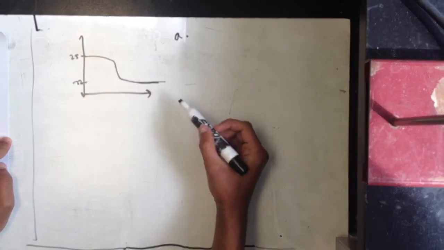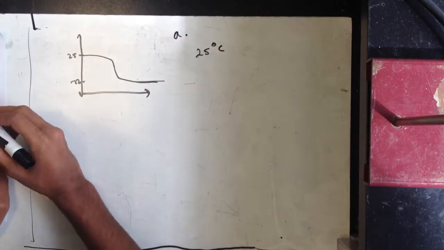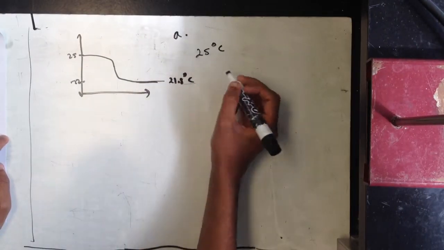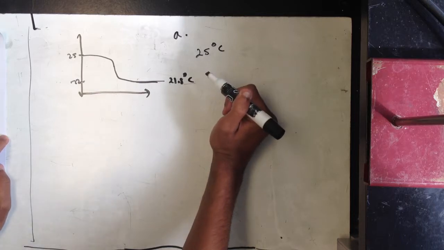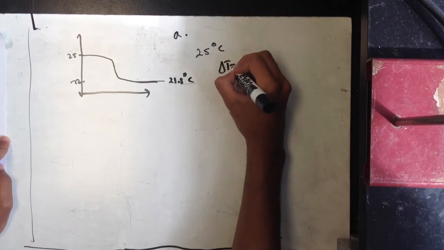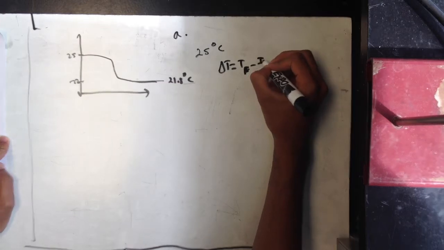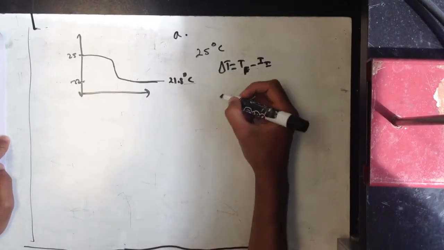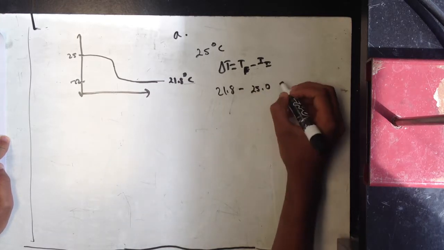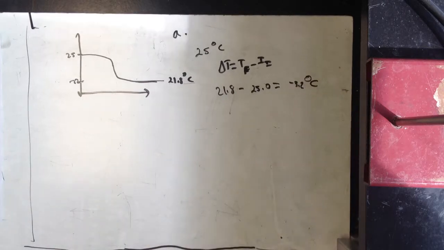The graph is shown below. The starting temperature is 25 degrees Celsius, and at the end of the graph it reaches a temperature of 21.8 degrees Celsius. The first question says determine the change in temperature of the solution. So that's finding delta T, which is T final minus T initial. It's 21.8 minus 25.0, which equals negative 3.2 degrees Celsius. So that's part A.